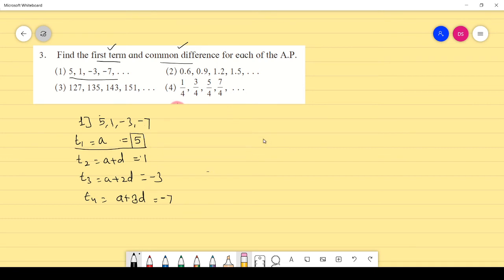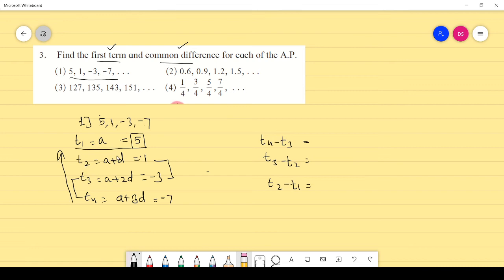In order to find out the common difference, take t4 minus t3, or t2 minus t1. I'm moving from bottom to top. Take t4 minus t3, then t3 minus t2, and then our last, t2 minus t1, right? By doing this you will get the common difference. By subtracting two consecutive terms I'll get the common difference. You can check it out.